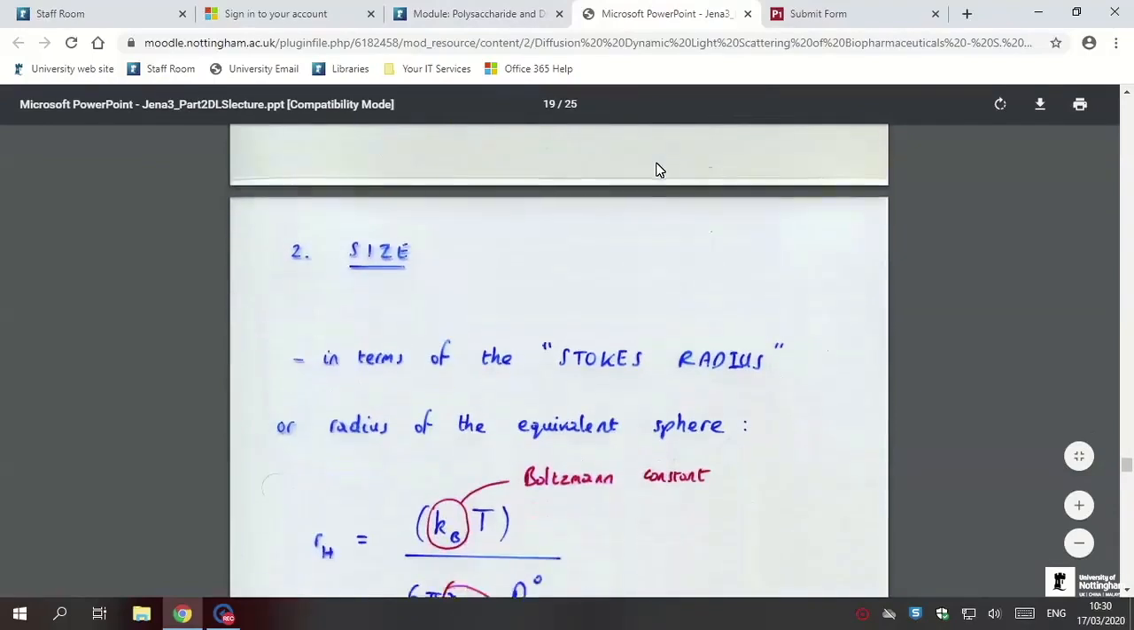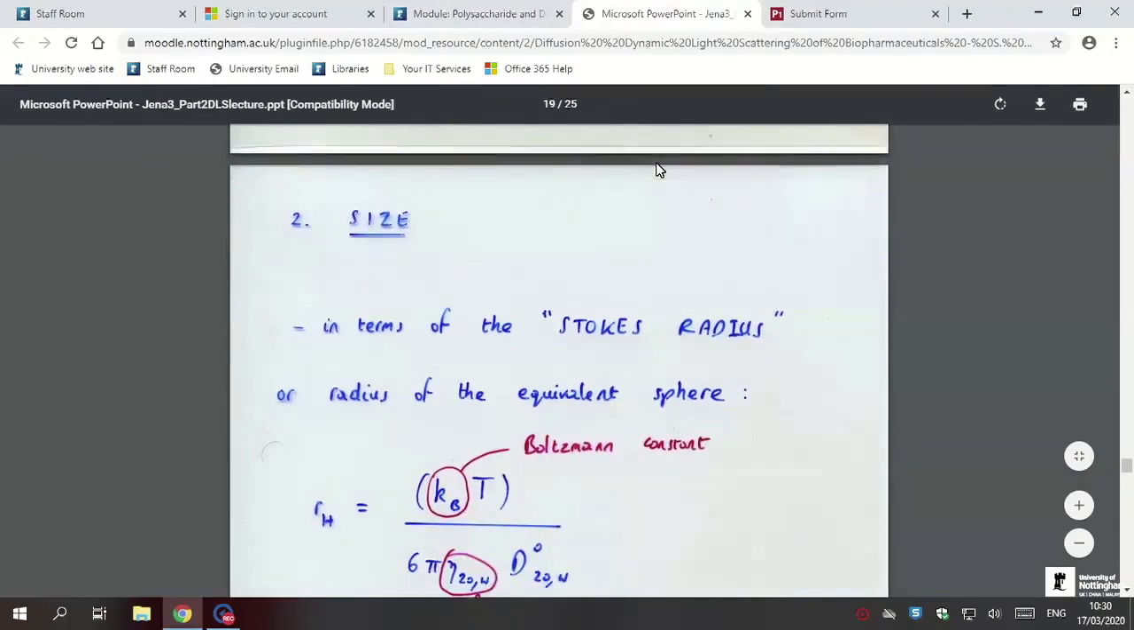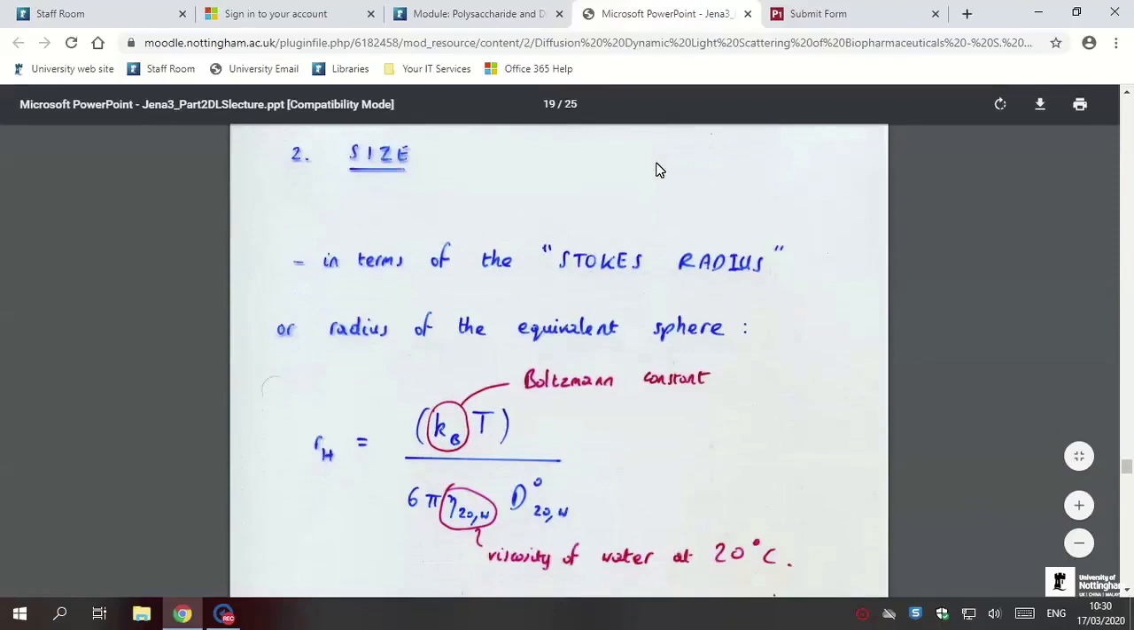2. Size. Stokes is one of these Victorian scientists with beards. Remember we showed you James Clerk Maxwell, Lord Rayleigh, and so Stokes is another one of these guys with the beard. I think it's only Michael Faraday actually that doesn't have the beard. But so Stokes is one of these guys.